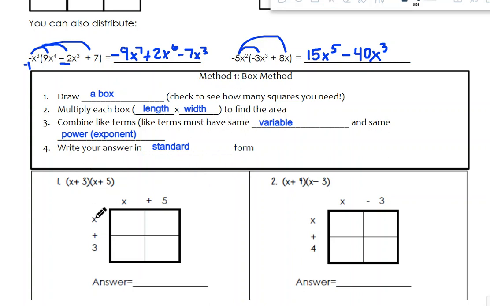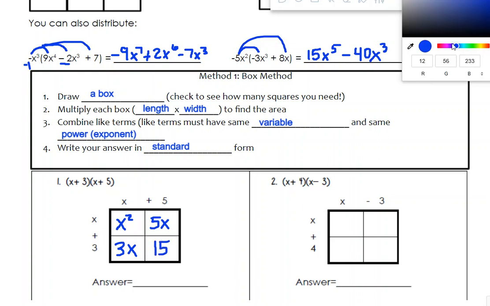This one says x plus 3, which we've written over here, and x plus 5, right over there. We're multiplying these together. So the area for this first box would be x times x. Well, x times x would give me x squared, right? The area of this box would be 5 times x. 5 times x would give me 5x. The area of this box, it's 3 this way, and it's x this way. So it'd be 3 times x, which would be 3x. And the area of this box would be 5 times 3. 5 times 3 gives me 15.